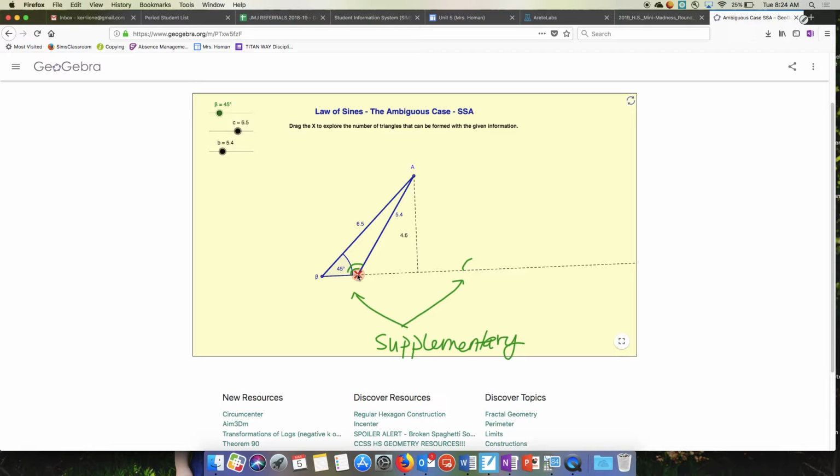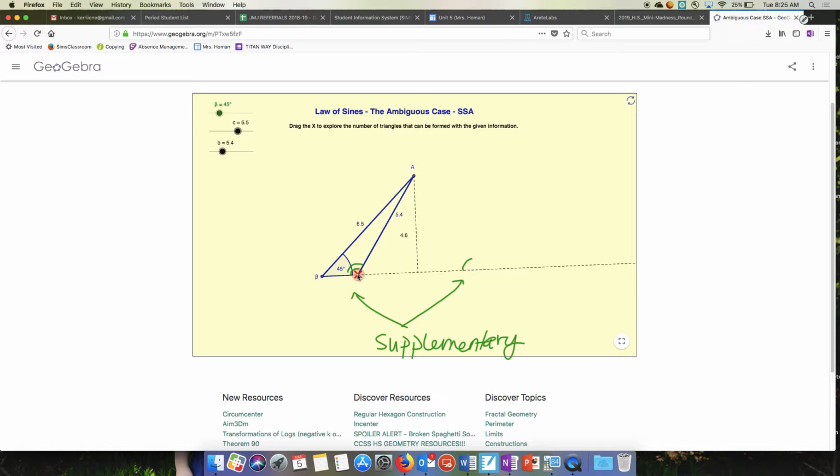However, if we think about our unit circle angles, the sine ratio is positive in both the first and the second quadrant. So if I have a 30-degree angle and a 150-degree angle, they're going to have the same sine ratio. Same thing with a 40-degree angle and a 140-degree angle. They're going to have the same sine ratio. So what we have to think about is how that is going to affect our triangle.